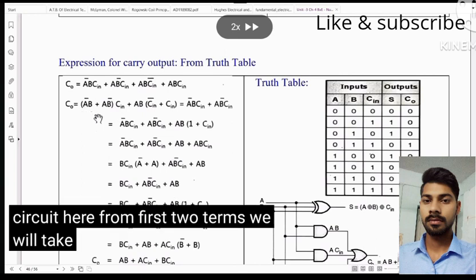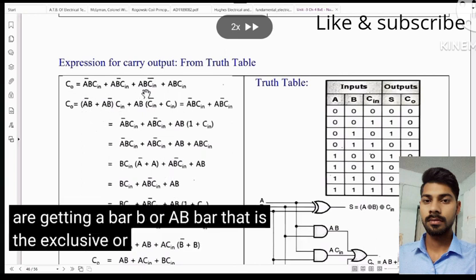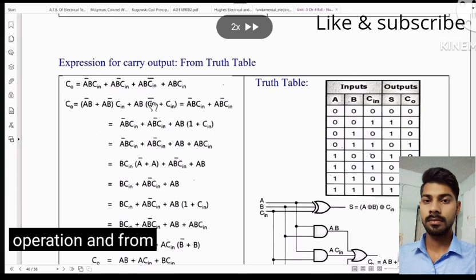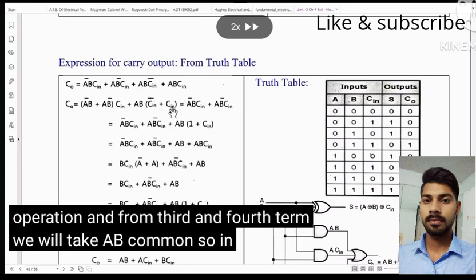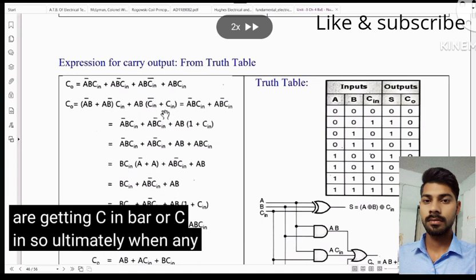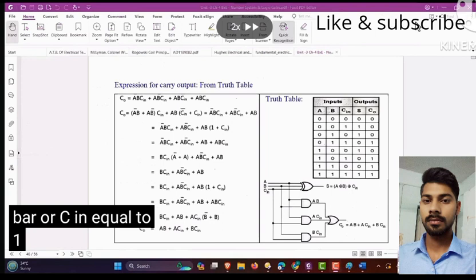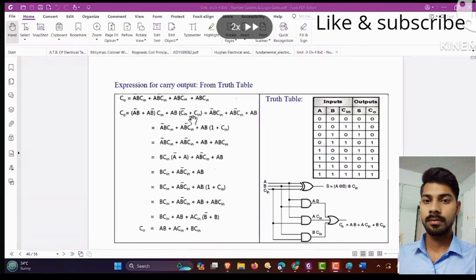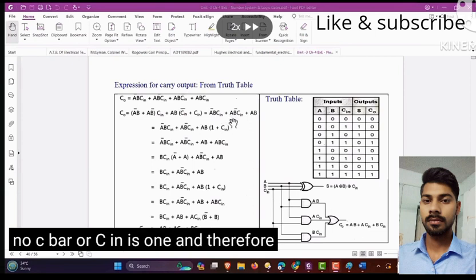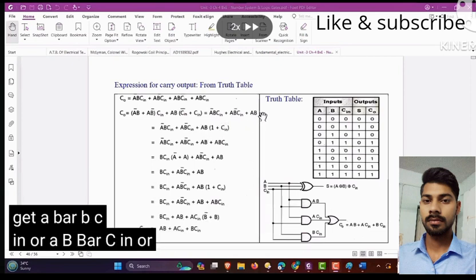Here from the first two terms we will take C in common. So in the bracket you are getting A bar B or A B bar. That is the exclusive OR operation. And from the third and fourth terms we will take AB common. So in the bracket you are getting C in bar or C in. So ultimately, when any variable is ORed with its complement, that is C in bar or C in, it equals 1. So we get A bar B C in or A B bar C in or AB.